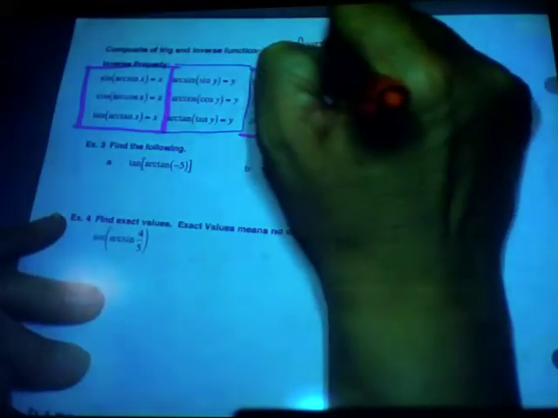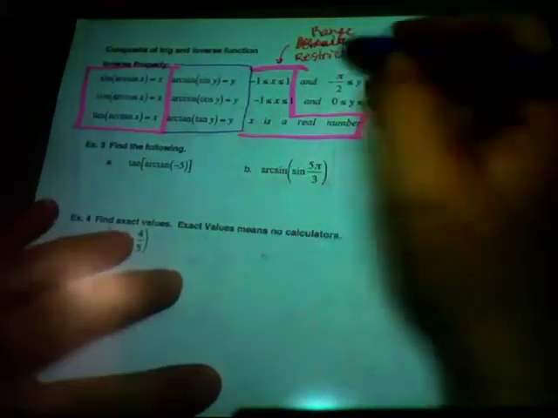So you can write yourself a note, domain restrictions. Oh, I guess it's really range restrictions, isn't it? Wasn't it range on the vertical axis? Really they're range restrictions. And then remember we have the restrictions in the particular quadrants.